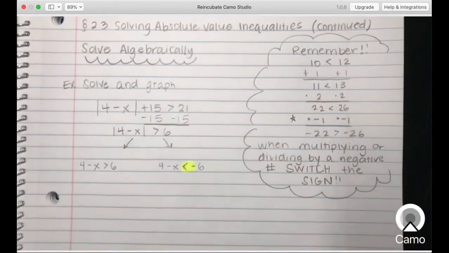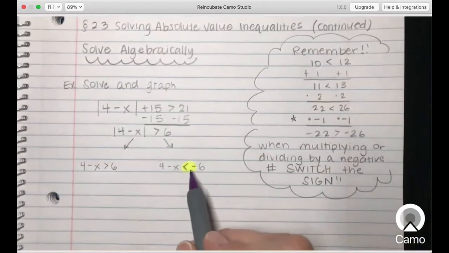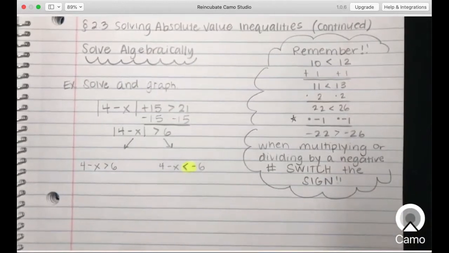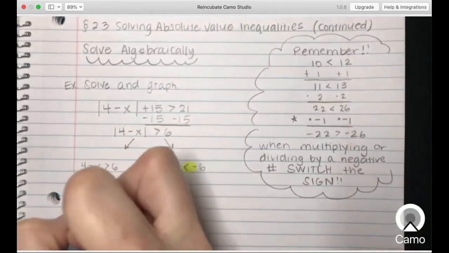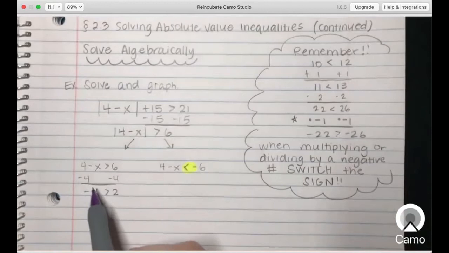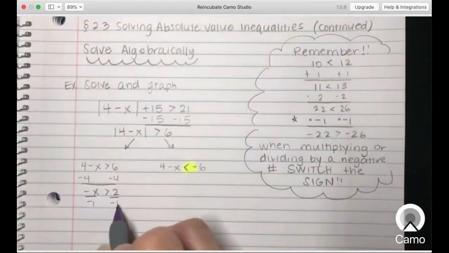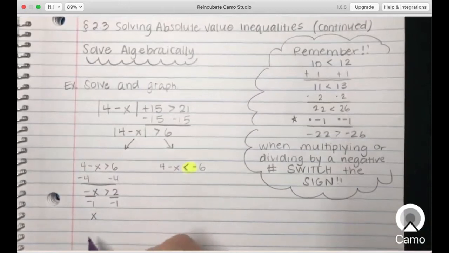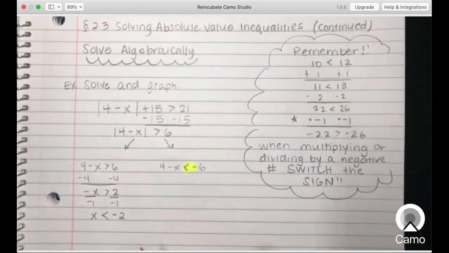Okay, so this will be the same sign. We are just removing the absolute value. But when we introduce that negative, change the sign. So from there, we just go ahead and solve. So negative x is greater than 2. So we have a negative 1 coefficient. So let's go ahead and get rid of that by dividing. And we are dividing by a negative, so again, we'll switch the sign. So that will be x less than negative 2.